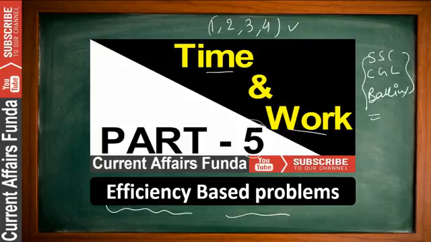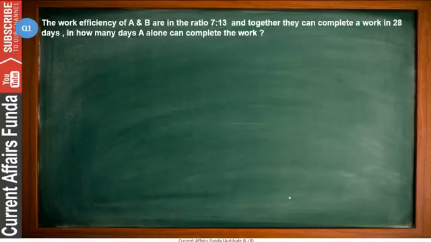Okay, so let's go. First question here, friends: the work efficiency of A and B are in the ratio 7:13, and together they can complete a work in 28 days. In how many days can A alone complete the work?